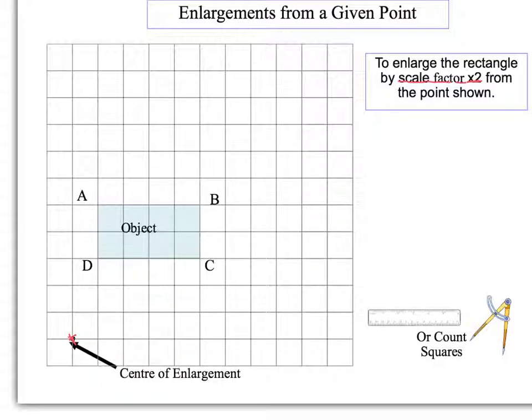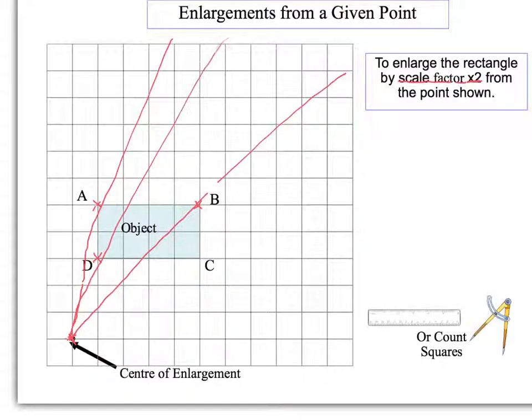First you want to draw ray lines. With your ruler, draw a line from the centre of enlargement through point A. Unfortunately, because this is a touch pad, I can't use a ruler, so I am just going to give you a rough idea. Then from the centre of enlargement through point B, again you would use a ruler and draw a straight line. Centre of enlargement through D, and finally centre of enlargement through C.